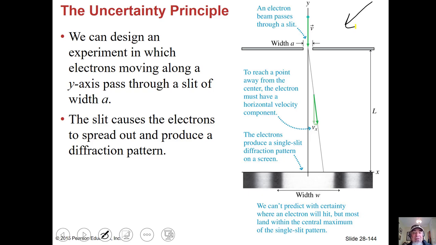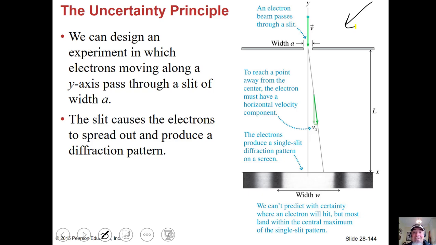The slit causes the electrons to spread out and produce a diffraction pattern. This really is because they have wave-like behavior. Their wavelength is on the order of this opening, so wave-like behavior comes through. Okay, this is just like we did in chapter 17. These are actual particles.